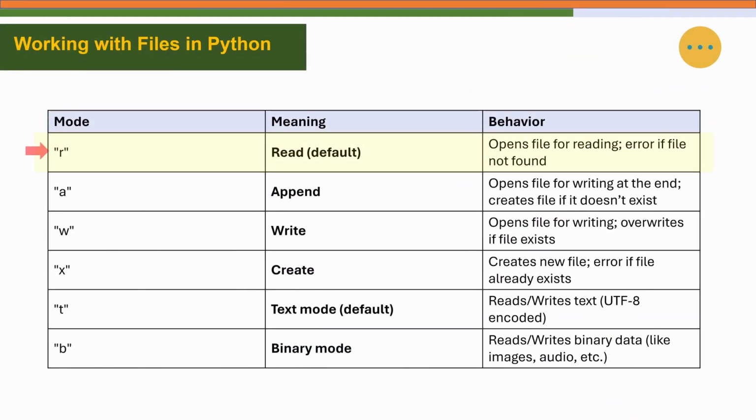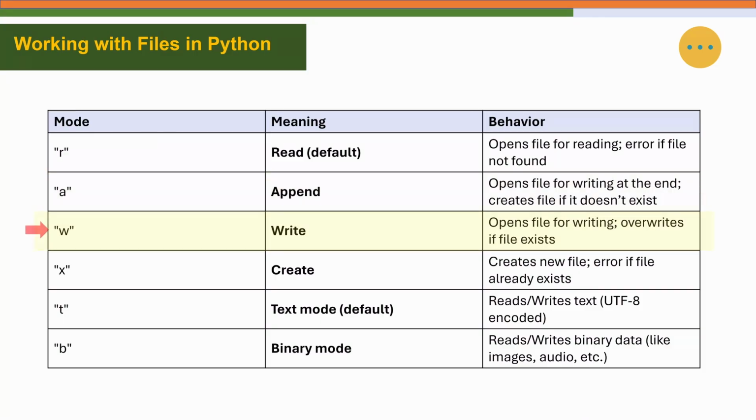R stands for read mode, which is the default one. If you try to open a file in read mode and it doesn't exist, Python will raise a file not found error. A means append. It opens the file for writing, but unlike write mode, it won't delete what is already there. It will start writing at the end of the file. If the file doesn't exist, it creates one.